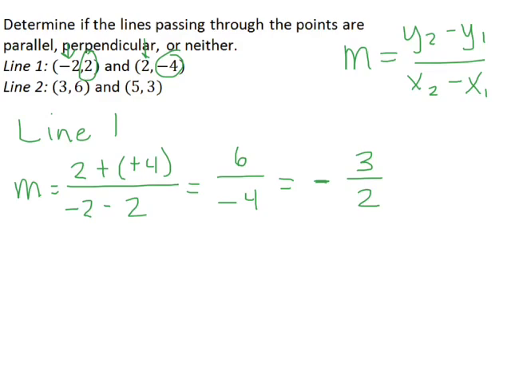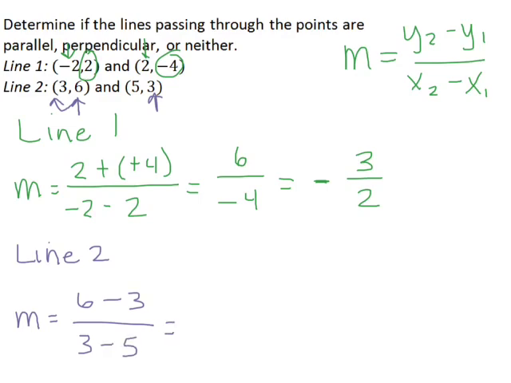Now we're going to do the same thing for line 2. M, we pick a y value to go first, so 6, minus the other y value, so 3. We used 6 as our first y value, so we must use its x value, so 3 as our first x value, minus the other one, which is 5. This is 3 over -2, so usually we can just pull that negative out front.